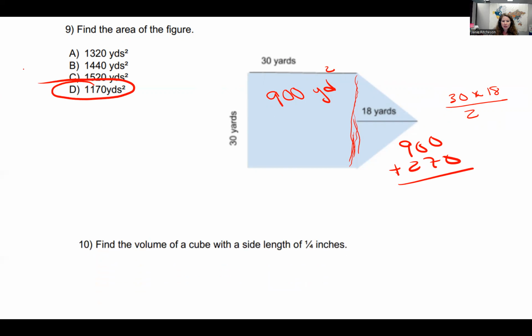Find the volume of a cube with side lengths of 1/4 by 1/4 by 1/4. Remember, volume is always 3-dimensional, so you got to multiply 3 numbers. So 1 times 1 times 1 is 1, and 4 times 4 is 16, times 4 is 64 inches cubed. That's very little. It wouldn't hold very much liquid.